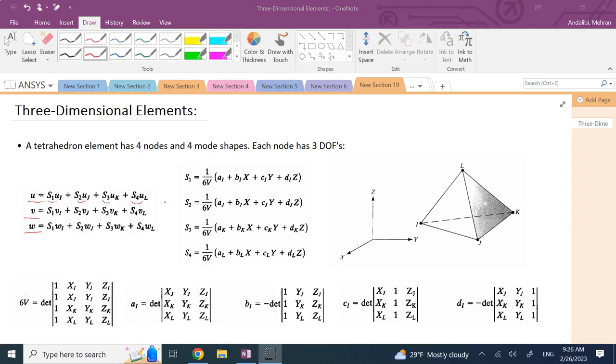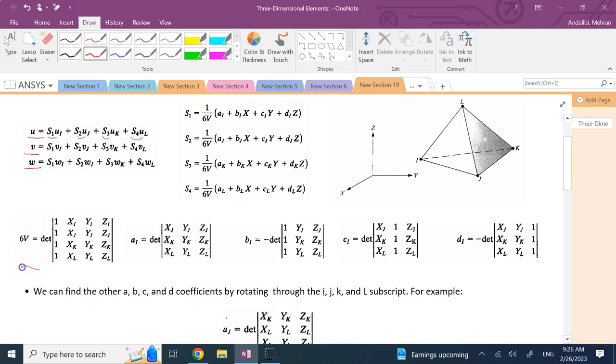The other thing you have to pay attention to is that the mode shapes that we are using for U, V, and W are the same, S1, 2, 3, and 4. And the definitions of S1 to S4 are written based on the coordinates of the points in the absolute or global frame. There are 4 coefficients that each one has, and these coefficients are different from the other mode shapes. So overall, there are 16 coefficients plus the volume of the element, 17 numbers that we have to calculate if we want to get to the mode shapes. And the volume, or 6 times volume, comes from a 4x4 determinant, right?